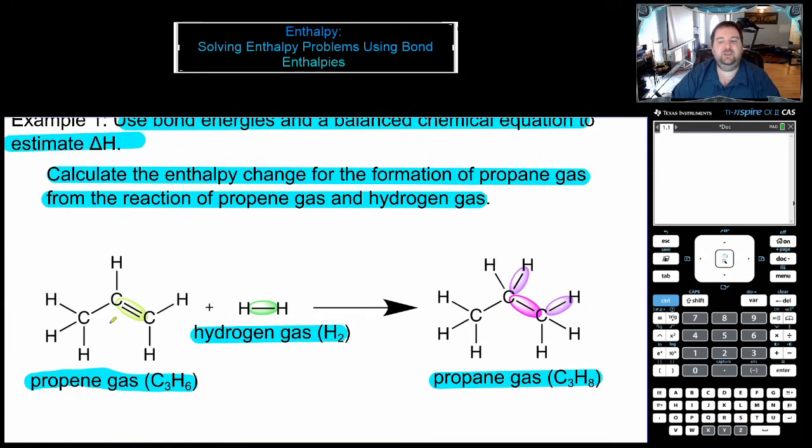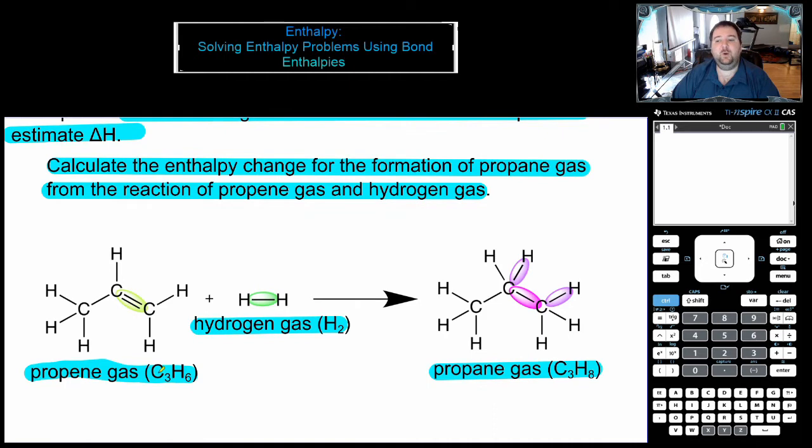And the first thing that I recommend that you do when you solve any of these problems is draw out your compounds, okay? And so here I have drawn out my propene gas and my hydrogen gas and my propane gas. And now I'm going to look at what's actually going to happen here, okay? So the first thing I want to point out to you is, why don't you look at what I'm highlighting here in teal?